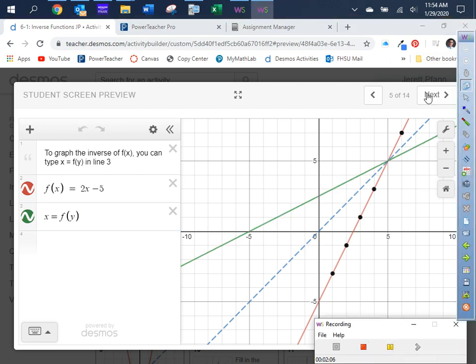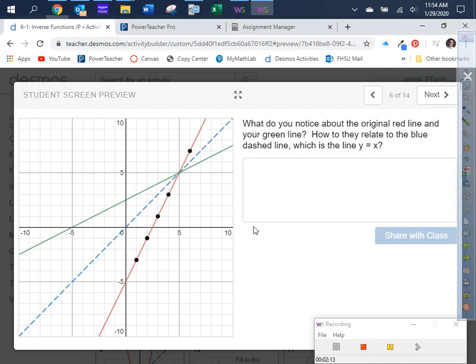Okay, so after you've done 5 through 10, I'll just show you what's going on here, because it is confusing. Check out the next question: what do you notice about your green line compared to this red line? Well, look at what all these black points would be if we just reflected them over the line y equals x. Wouldn't they totally land on the green line? So these guys reflect to each other over the line y equals x.